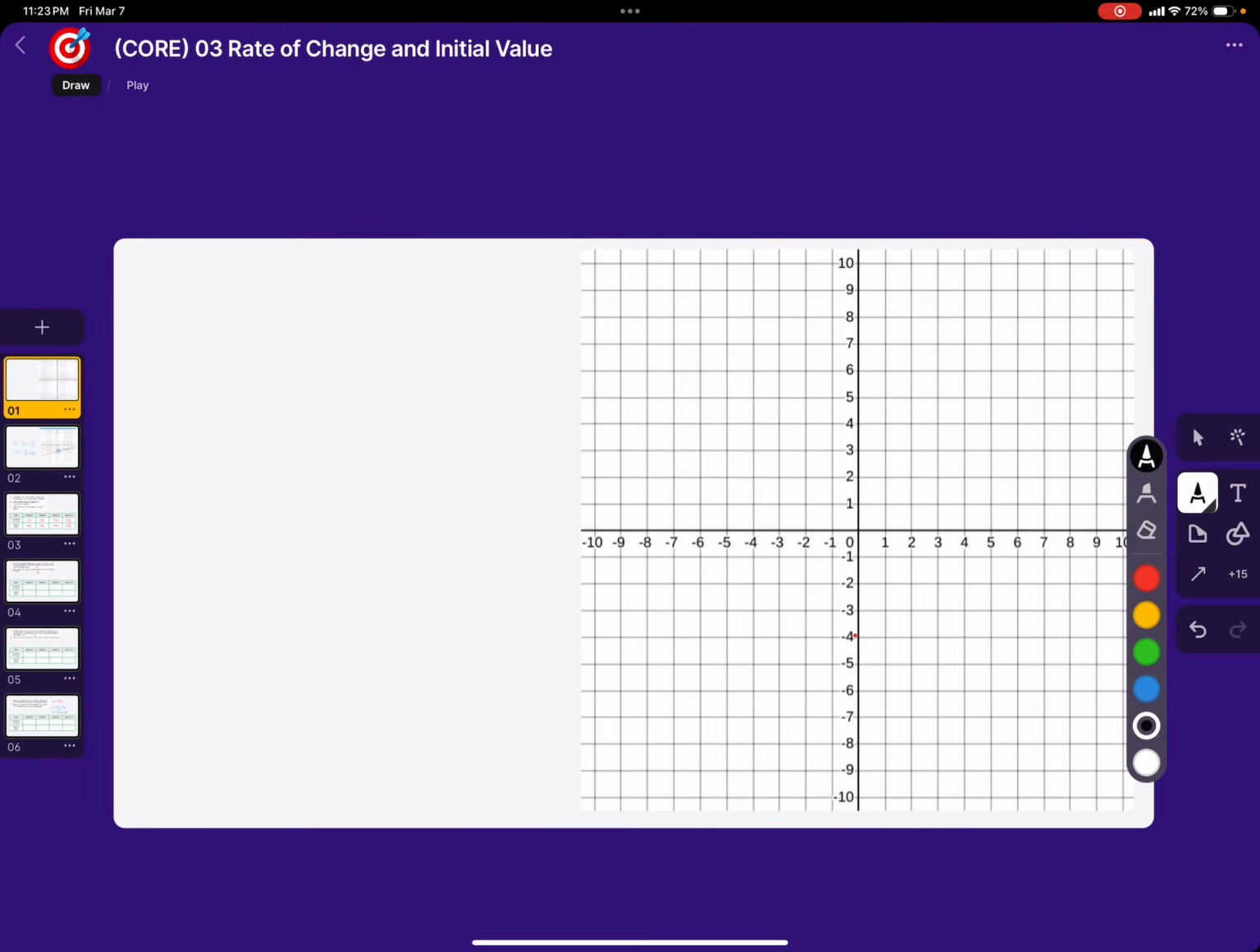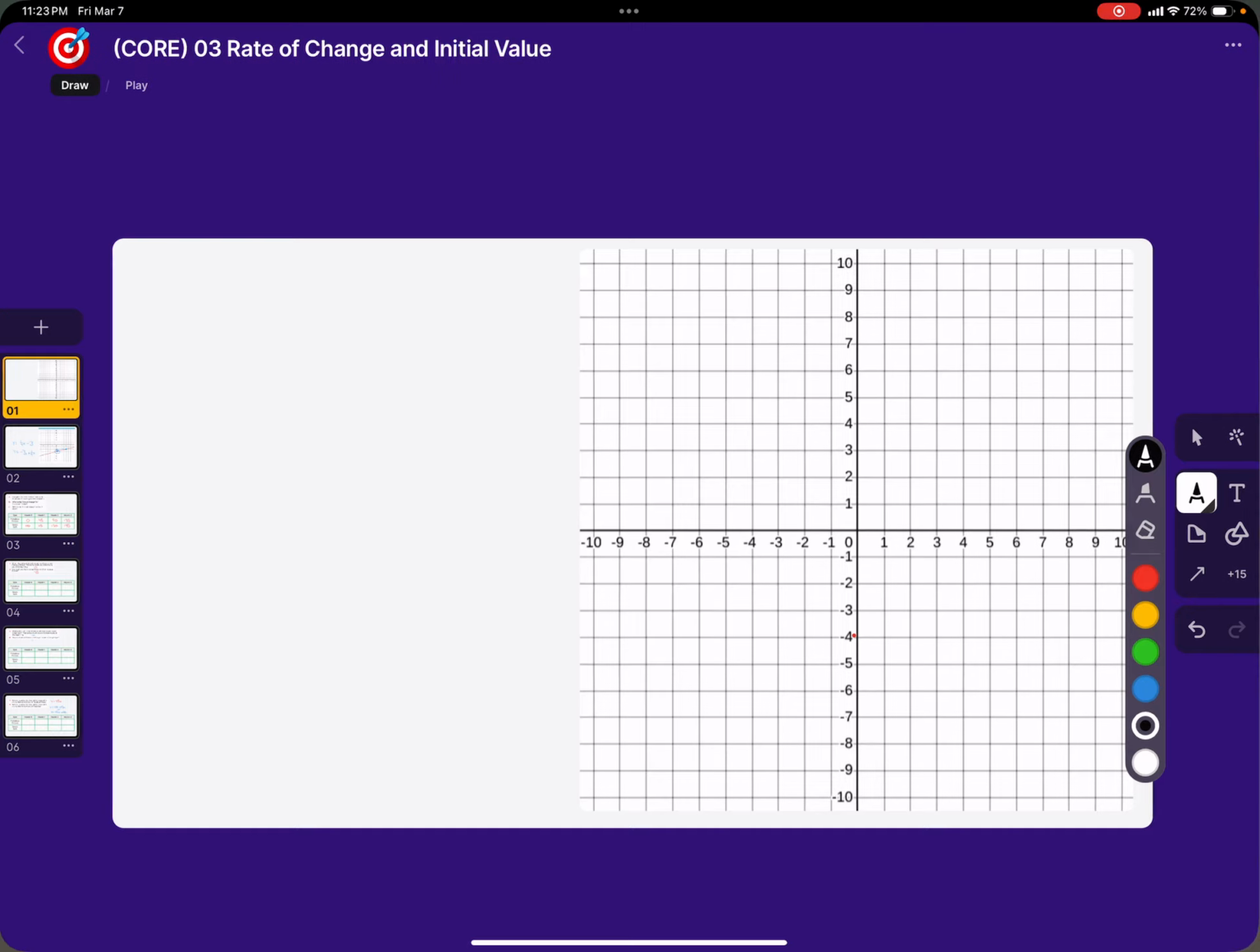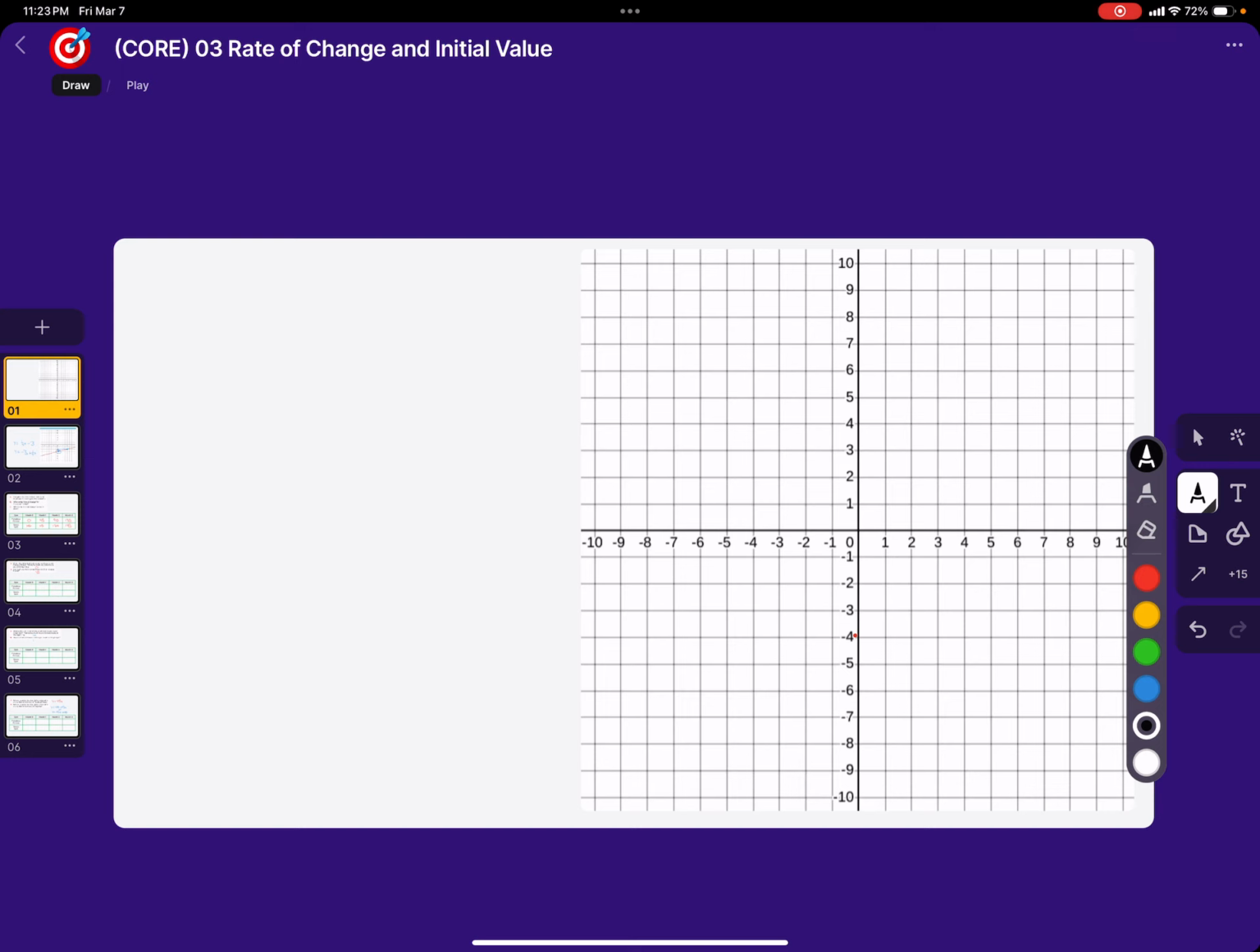This is Mr. Trez, and this is going to be a short video on how to graph a line that has a negative slope and a negative y-intercept. First, I'm just going to write an equation that has a negative slope and a negative y-intercept in slope-intercept form. So y equals negative 2/3 x minus 5.